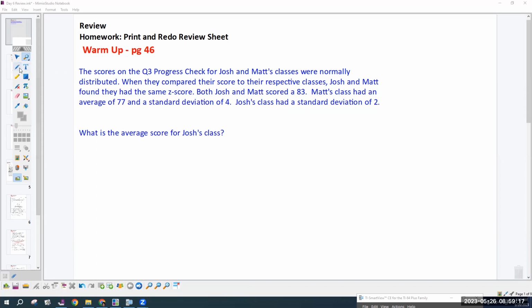So the scores for Josh and Matt's classes on the progress check were normally distributed. When they compare their score to their respective classes, Josh and Matt had the same Z-score. They both scored an 83. Matt's class had an average of 77 and a standard deviation, or depending on which symbol we're using, of 4. Josh's class had a standard deviation of 2.